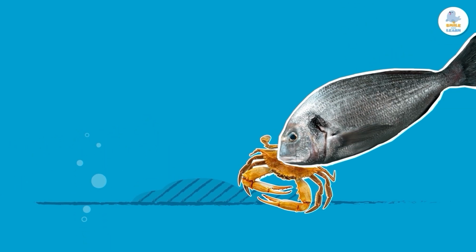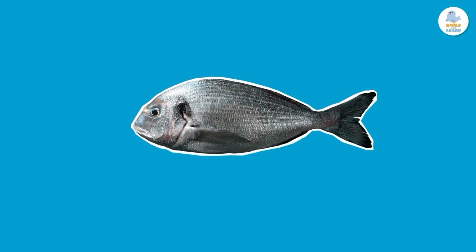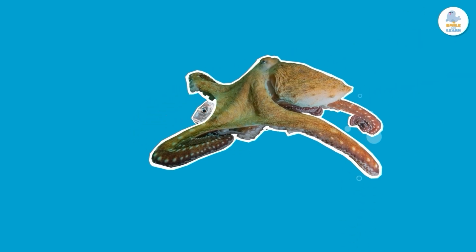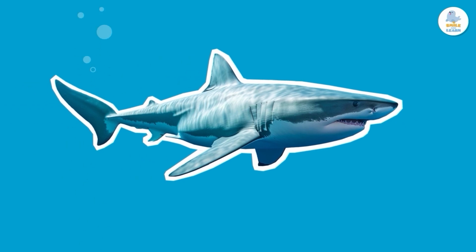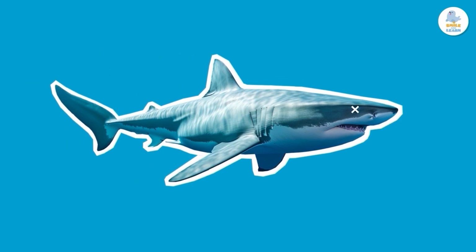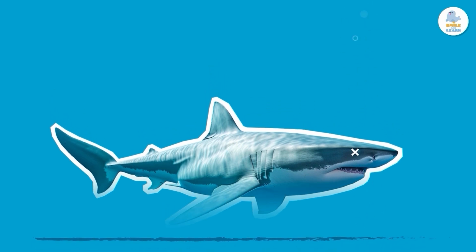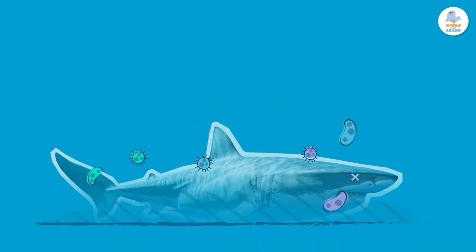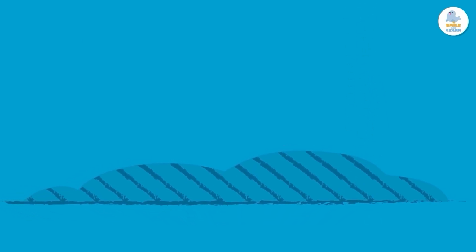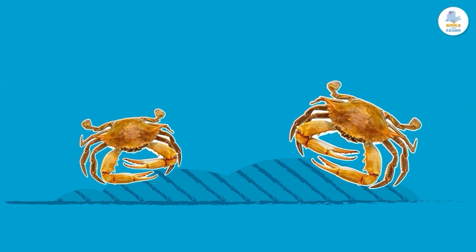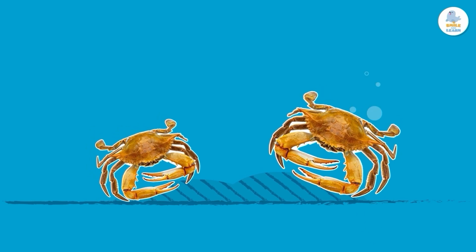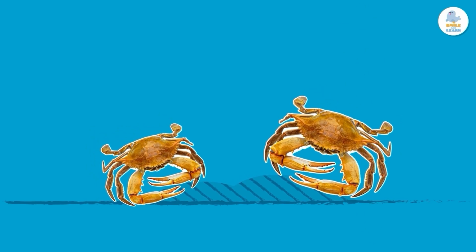Then, a fish eats one of those crabs. An octopus eats the fish. And a shark eats the octopus. Later, the shark dies, sinks to the bottom of the ocean, and with the help of those super cool bacteria and fungi becomes, you guessed it, detritus, a scrumptious meal for a hungry crab. And so the brown food chain starts all over again. Pretty incredible, isn't it?